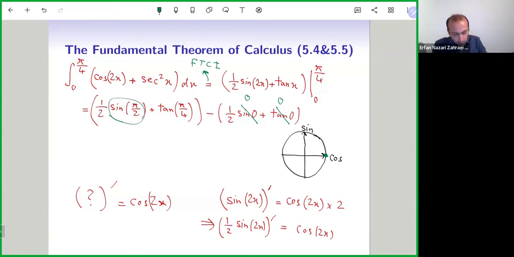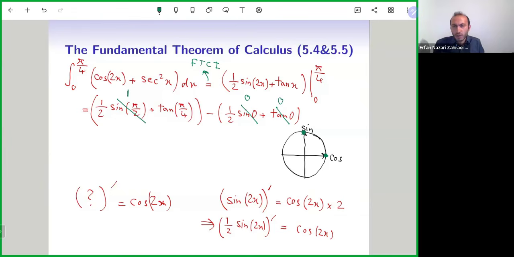Now sine pi over 2. Now I'm here, pi over 2. As I see, the y coordinate of this point is 1. The radius of this, it's a unit circle, the radius is 1. So sine pi over 2 is 1. So this is 1. And finally, tangent pi over 4.